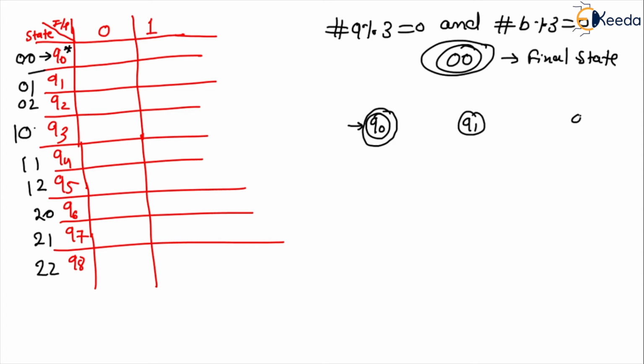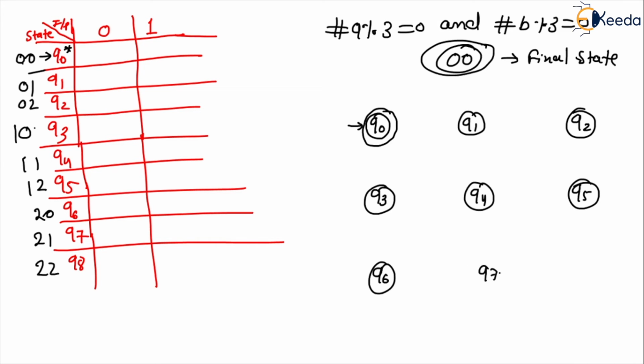Q1, Q2, right? That is Q3, got it? Q4, Q5, this is Q6, Q7, and Q8. Total 9 states are there. Initial state is a final state. Now, what is the transition of input on Q0? There are two inputs. What state do we write here?